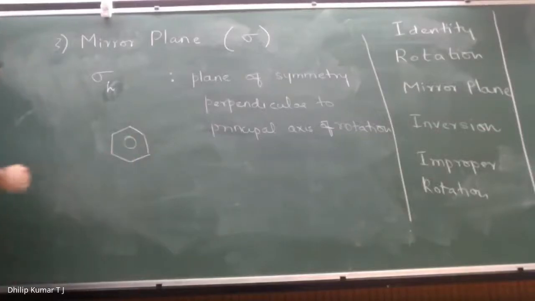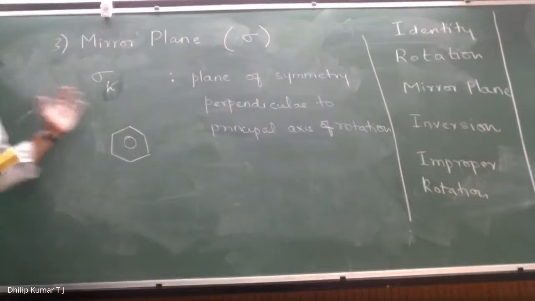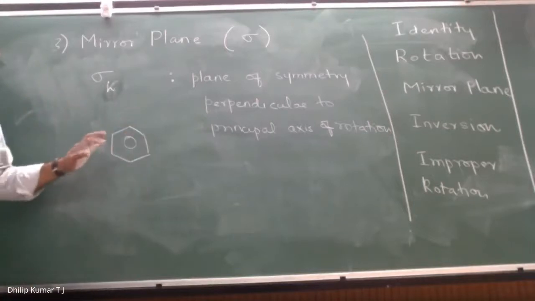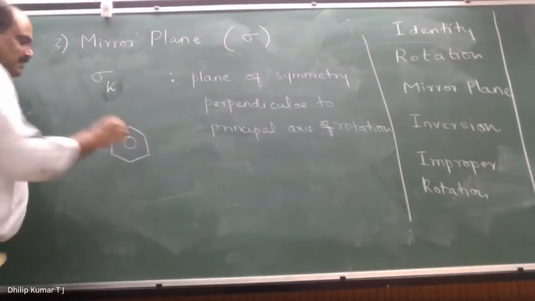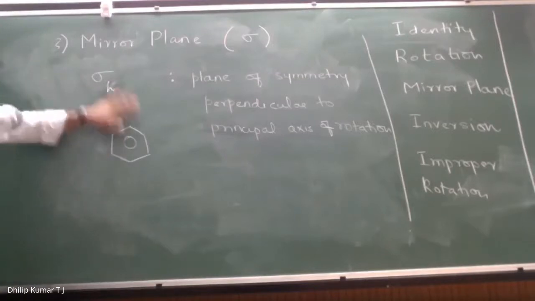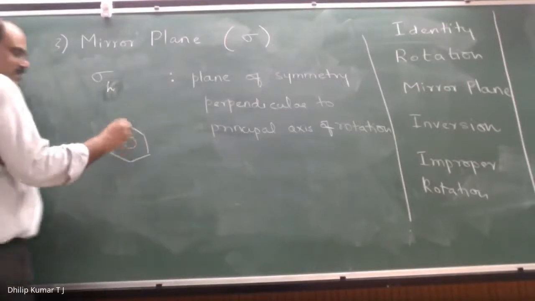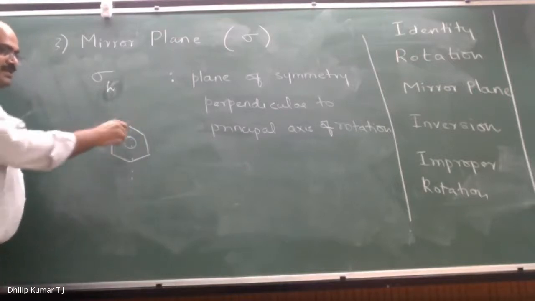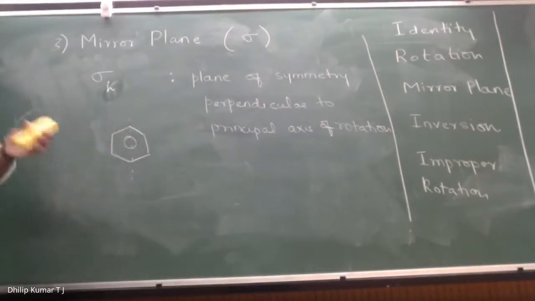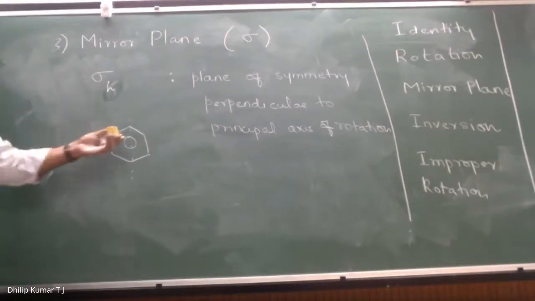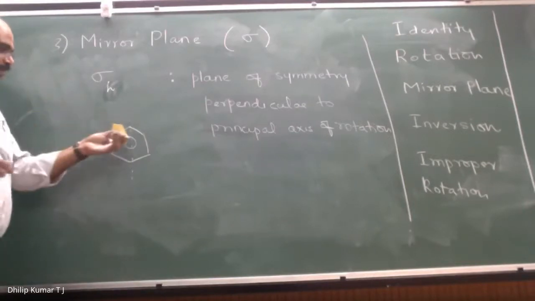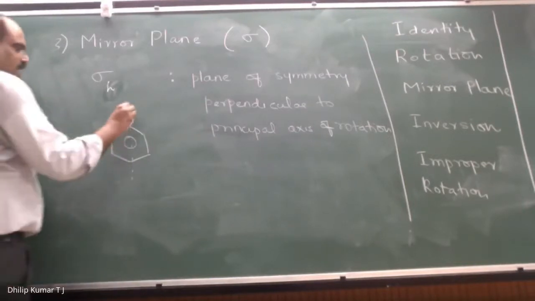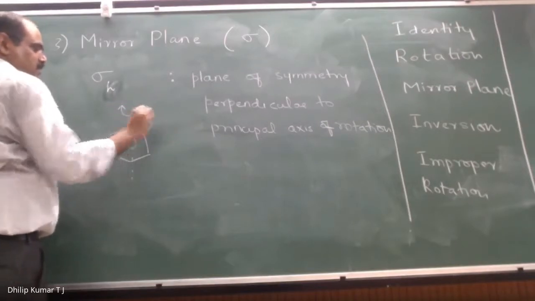Okay, so this molecule has a sigma h plane. The principal axis is this side, right? If you place the molecule on the board, and put a dotted line, it goes from this side of the board to the other side, perpendicular to the board. So that is the C6 symmetry we have in benzene.